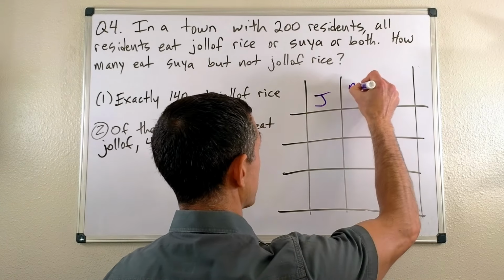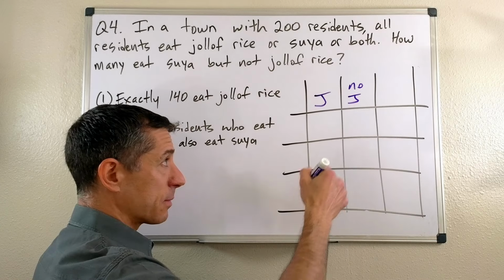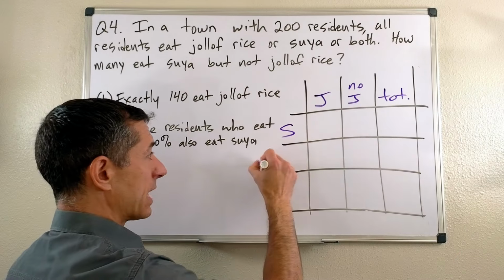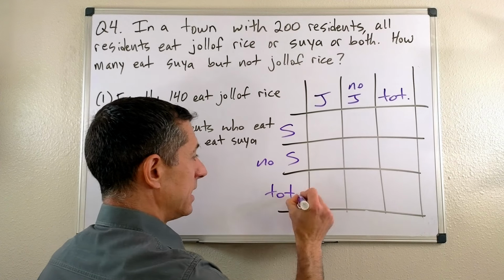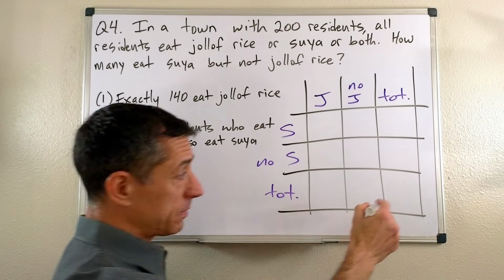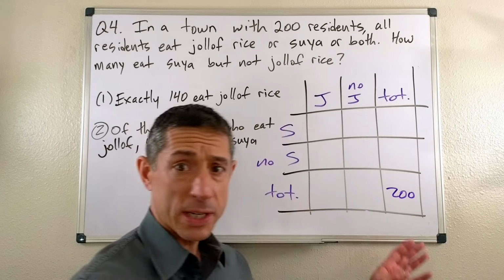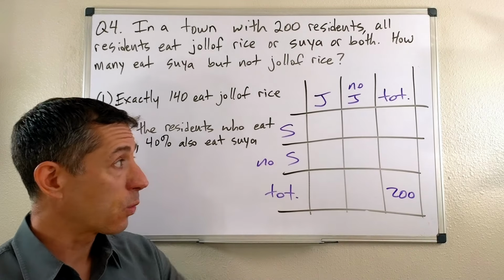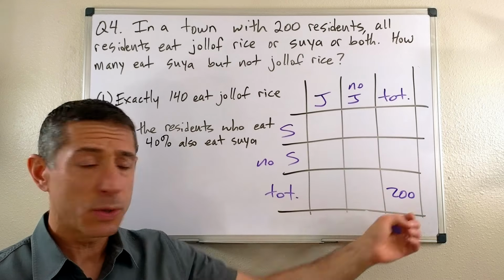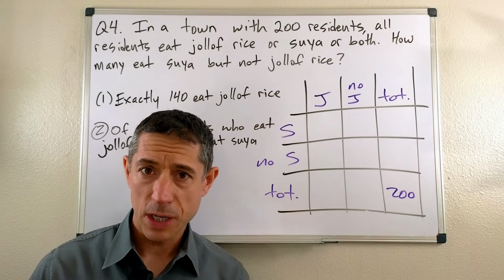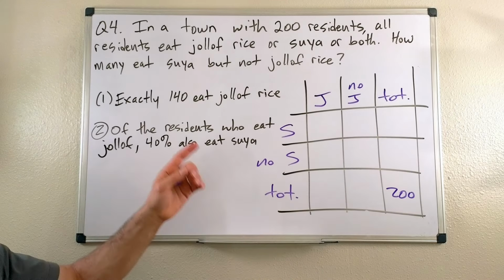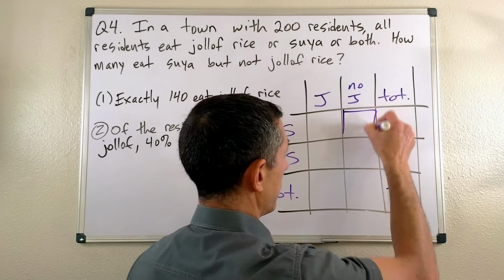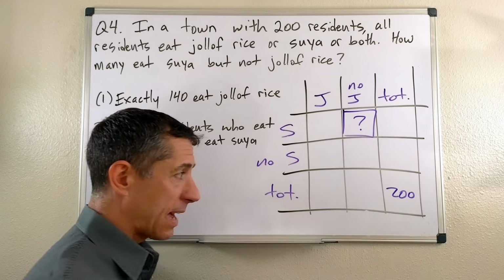People who eat jollof rice, they're very happy. People who do not eat jollof rice, they're missing out. And the total. And we've got people who eat suya, people who do not eat suya, and the total. And in this case, we know the total is 200 residents. First couple questions we did, it was percentages. This time it's just a number. That's totally fine. Either way is going to work. Still the same logic. This plus this is going to give you 200. This plus this also gives you 200, and so on. All right. So we want to know how many eat suya, but not jollof. So that goes here. That's what we're after.